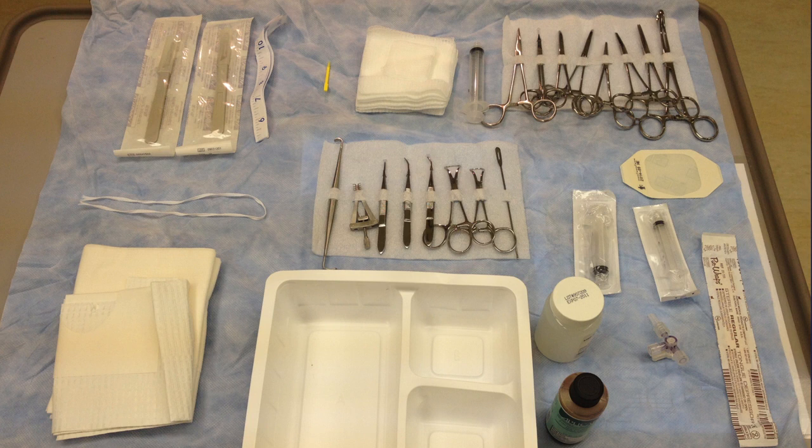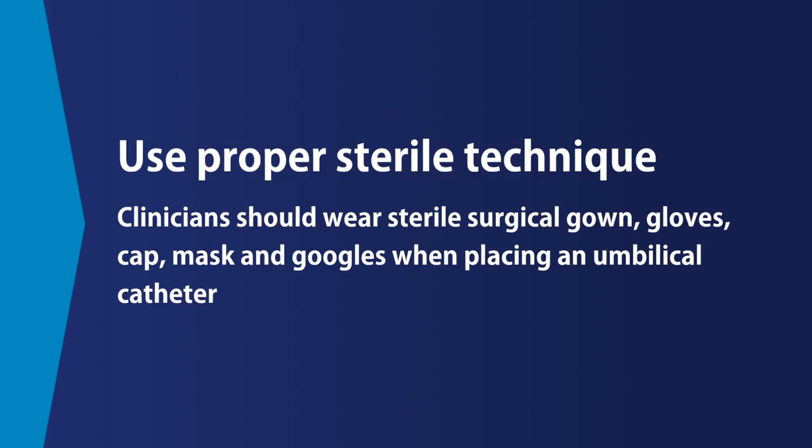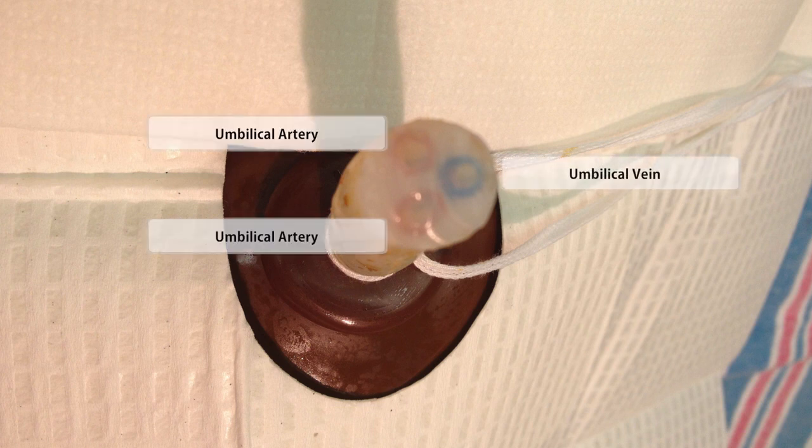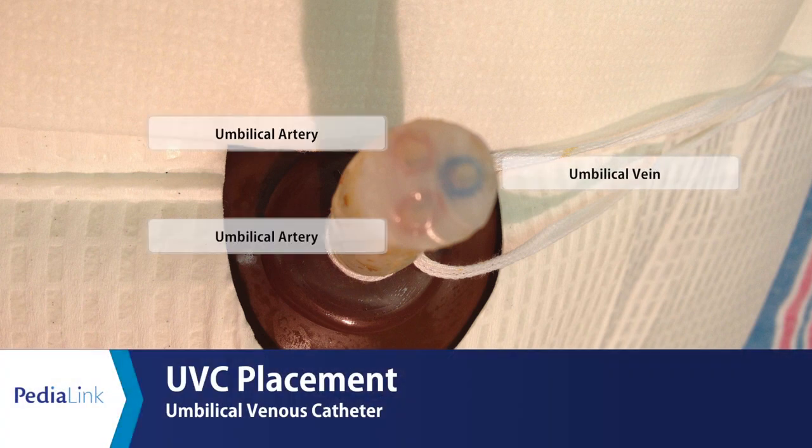Remember that placing an umbilical line is a sterile procedure. Clinicians should wear sterile surgical gowns, gloves, caps, mask, and goggles. A normal umbilical cord will have 3 vessels, 1 vein, and 2 arteries. Let's begin by reviewing placement of an umbilical venous catheter.